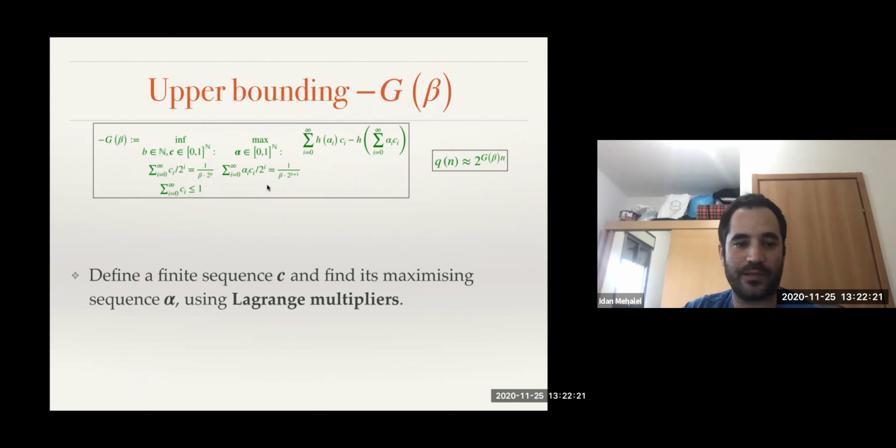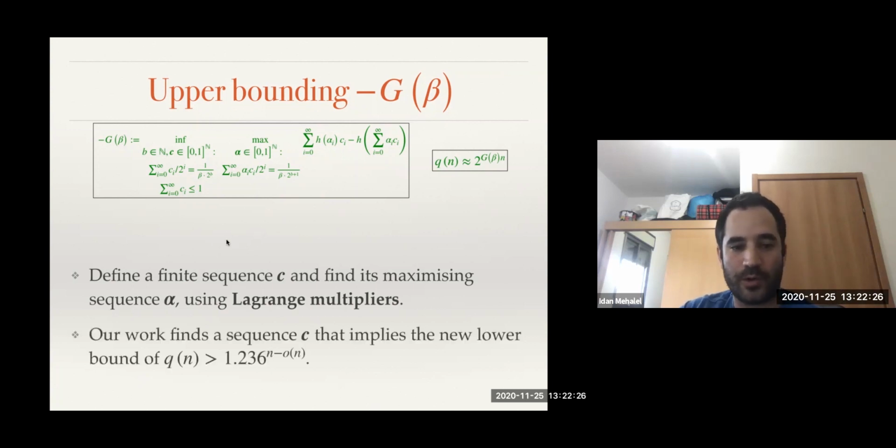And how can we do that? We can just use Lagrange multipliers. So in our work, we simply find a specific sequence C that gives an upper bound on minus g of beta, which implies a new lower bound of q of n more than 1.236 to the n. So this is about bounds on g of beta, which implies bounds on q of n. And this is pretty much it.